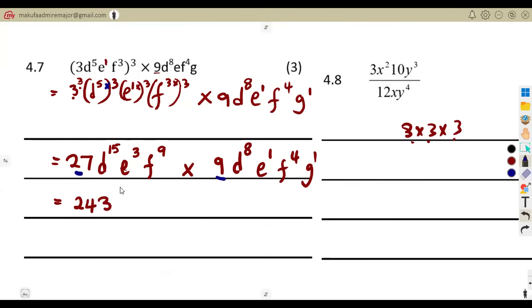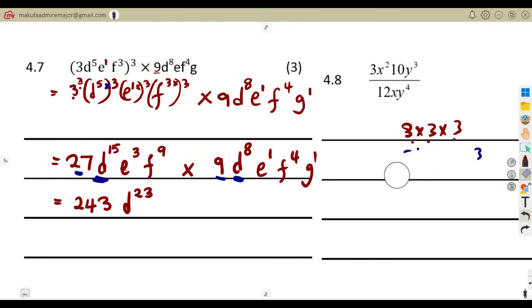Then now you have to consider the bases. This is D, this is D. The bases are the same. What do you do? You add the exponents. 15 and what? And 8. You add exponents. So 15 plus 8 is going to give us what? 23. So that's D to the exponent of 23.